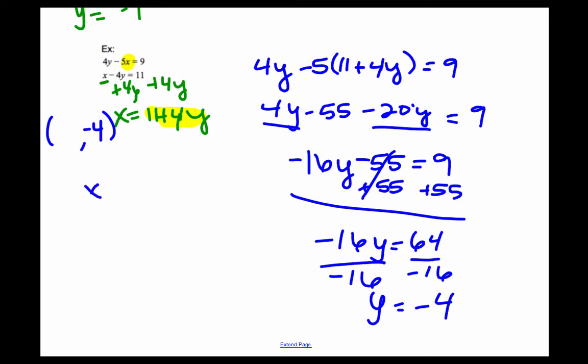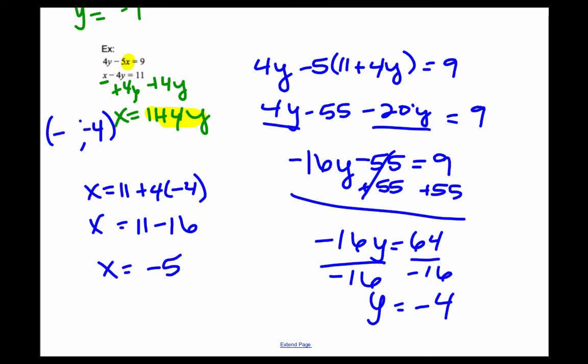So x equals 11 plus 4 times y, which is negative 4. So x equals 11 minus 16. 4 times negative 4 is negative 16. So x equals negative 5. So my solution is negative 5, negative 4. So that is how you solve by substituting.